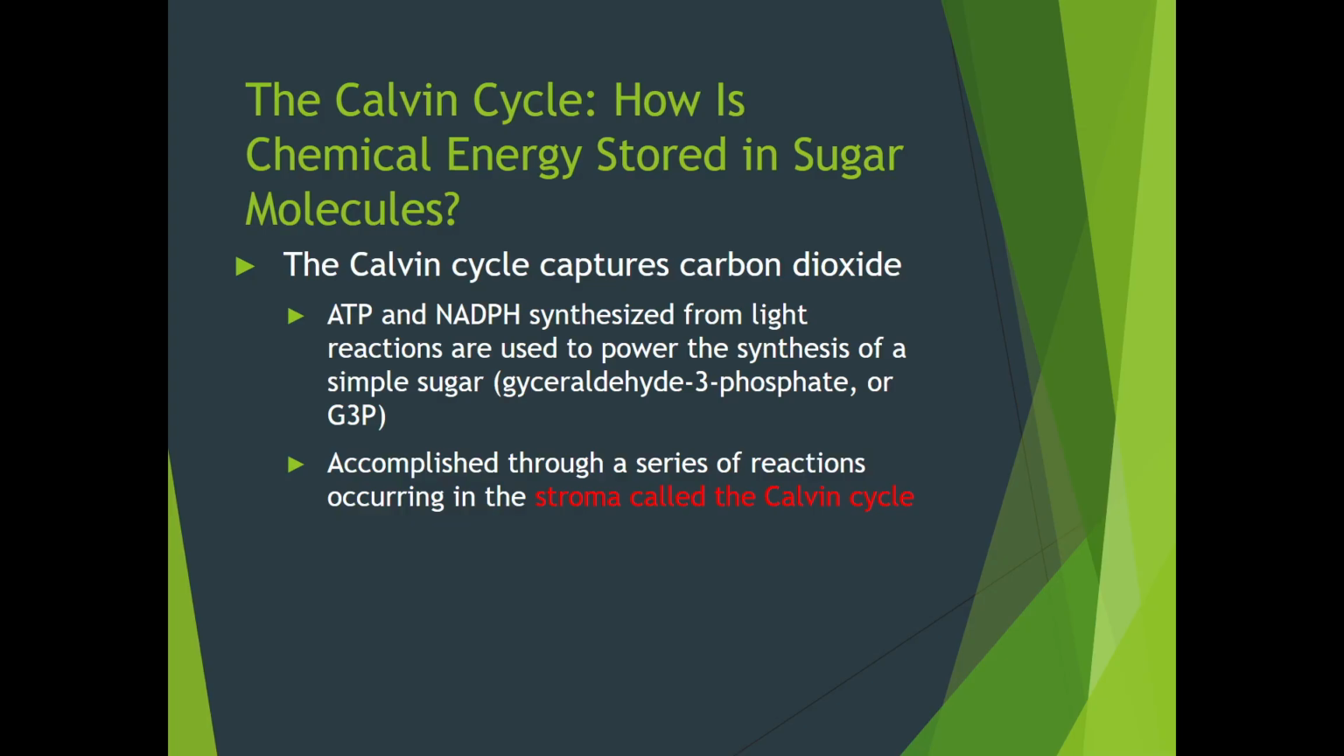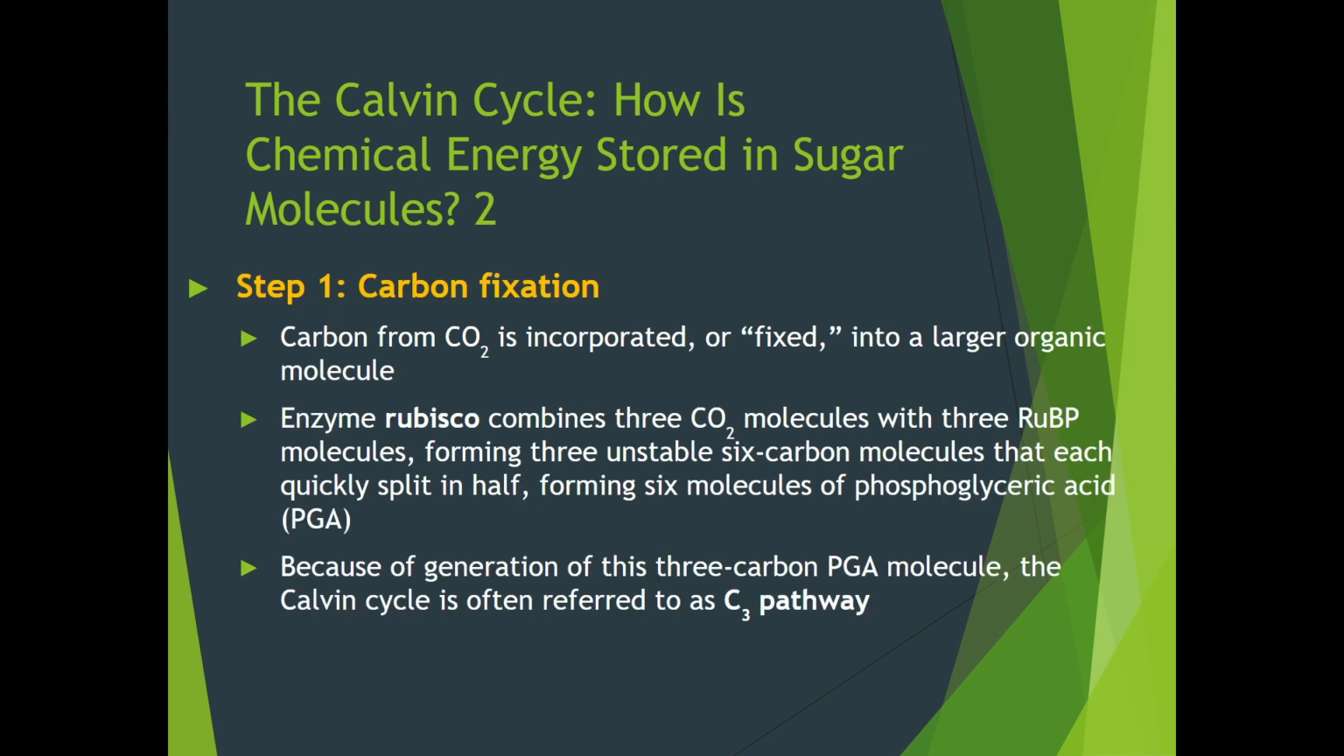So the Calvin cycle essentially captures carbon dioxide. It uses the ATP and NADPH from the light reactions to power this process, and it's accomplished in the stroma. The stroma is where the Calvin cycle occurs, and it's a series of reactions. The enzyme Rubisco can actually carbon fixate. Carbon from CO2 is incorporated or fixed into a larger organic molecule. We essentially use Rubisco to combine carbon dioxide and RuBP. And then RuBP and the combined carbon dioxide will break down or be reduced into PGA.